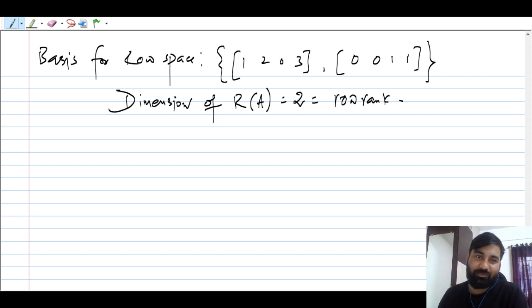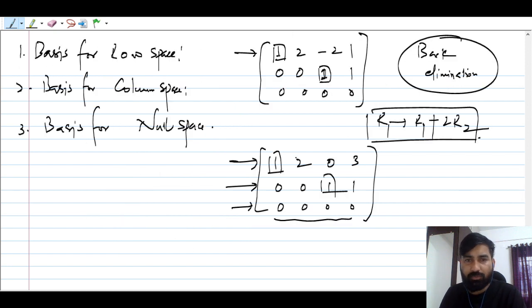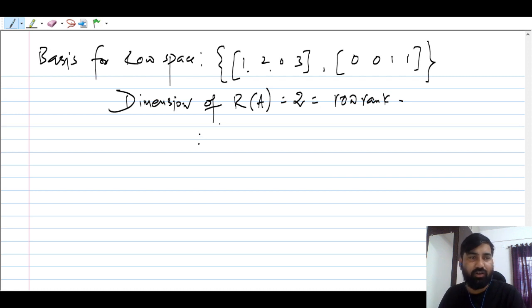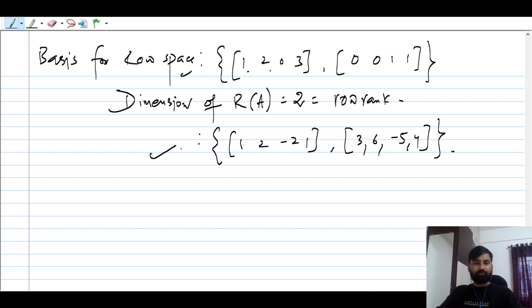So this will be the basis for row space. You can also write this in another form: corresponding to this row, you can go to the original one, corresponding to this row, this row is there, and this row is there. Sometimes in the exam they might give the basis for row space written like this. You can say the original rows, these rows are linearly independent rows, 3 6 minus 5 and 4, this is also correct, this is also correct. These rows are linearly independent. In the options, whatever they have asked, accordingly you have to decide which one is okay.